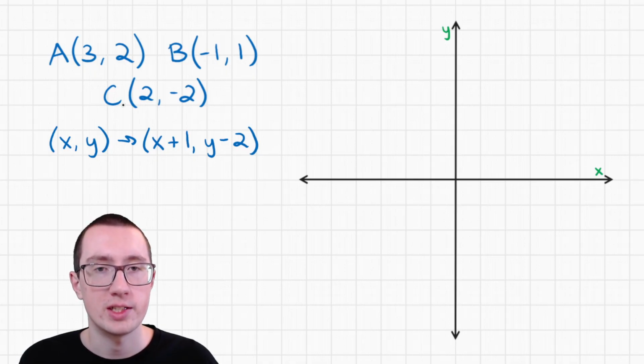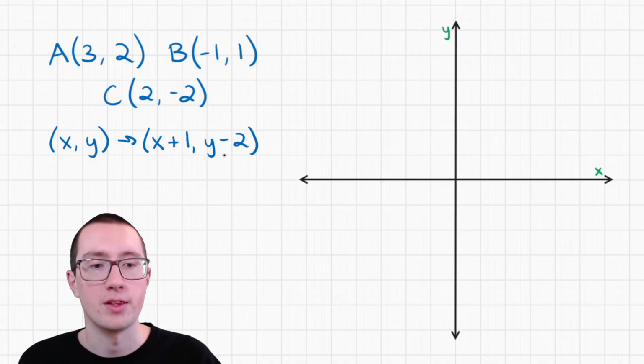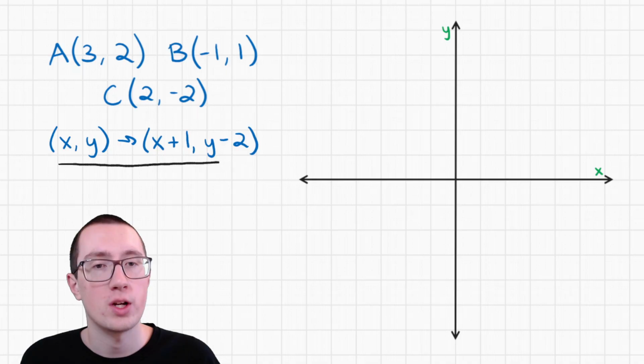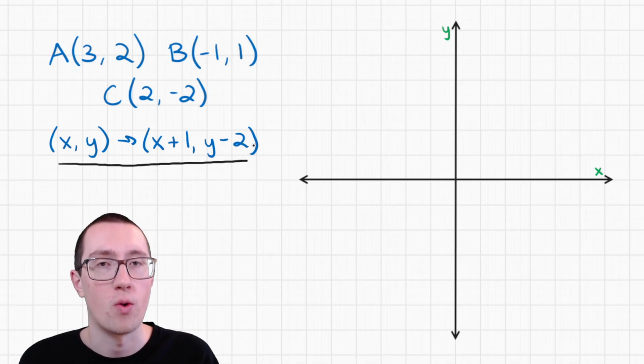So we have 3 points here that we're going to need to plot on our graph, and those are going to make a triangle because triangles have 3 points. And then we need to perform this translation. So we're turning (x, y) into (x + 1, y - 2).